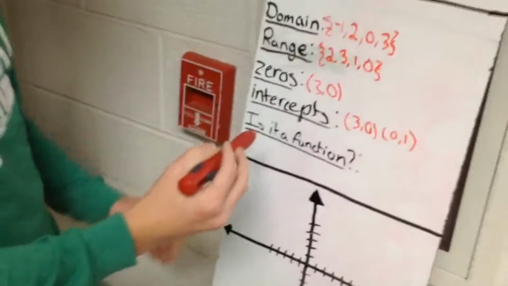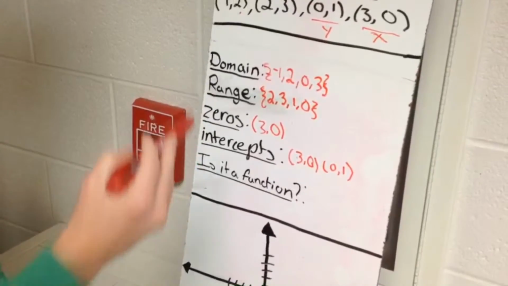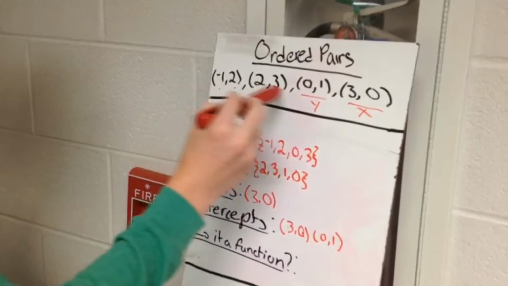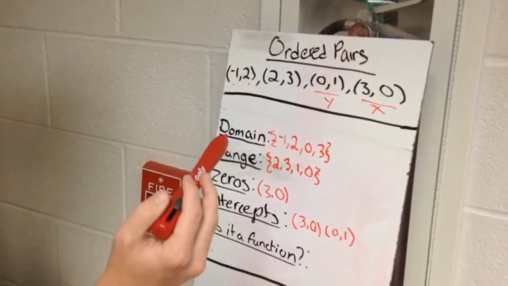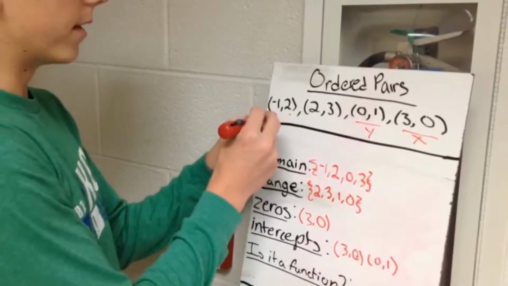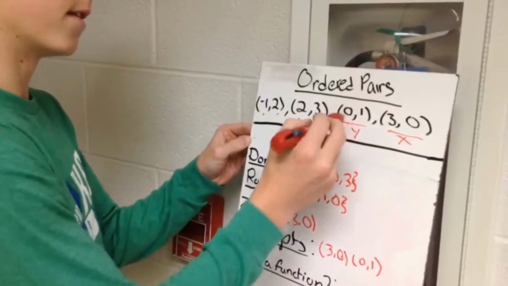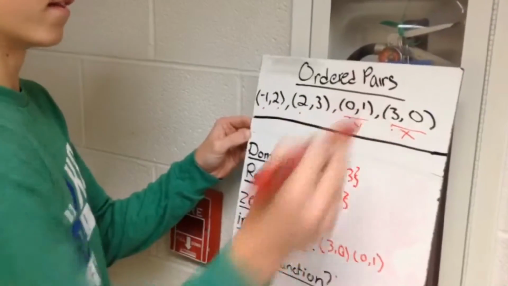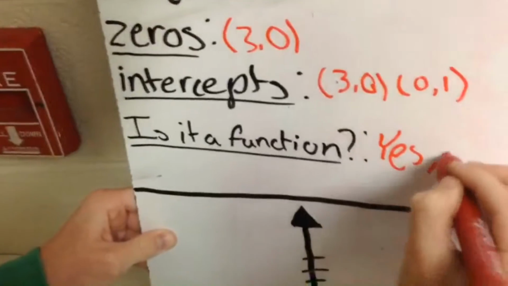Now, is it a function? One way to find out if it's a function is to see if any of the x values repeat. Or we can graph it and use the vertical line test. But let's use the first way. So let's see if this repeats. This doesn't repeat, this doesn't repeat, this does not repeat, and this does not repeat. None of these repeat, so we say yes, because they don't repeat.